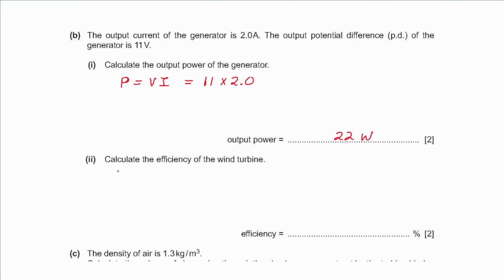Then part I says calculate the efficiency of the wind turbine. We calculate that as the output power divided by the input power multiplied by 100 to get a percentage. And the output is the electrical power, which is 22. The input was the kinetic energy due to the wind, which was 240. And we multiply that by 100 to get an answer of 9.16 recurring. So we can approximate that to 9.2%.